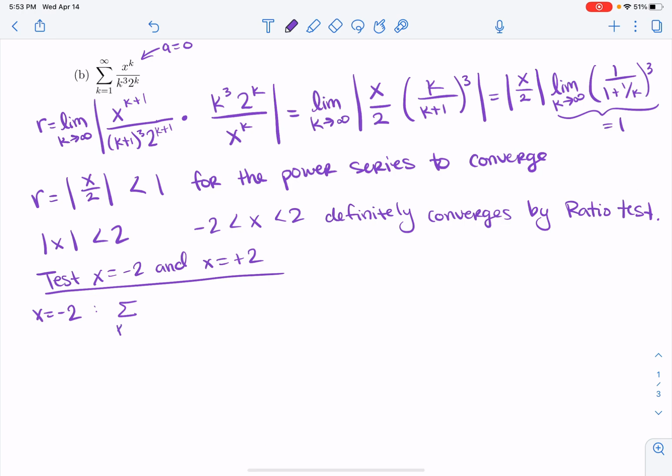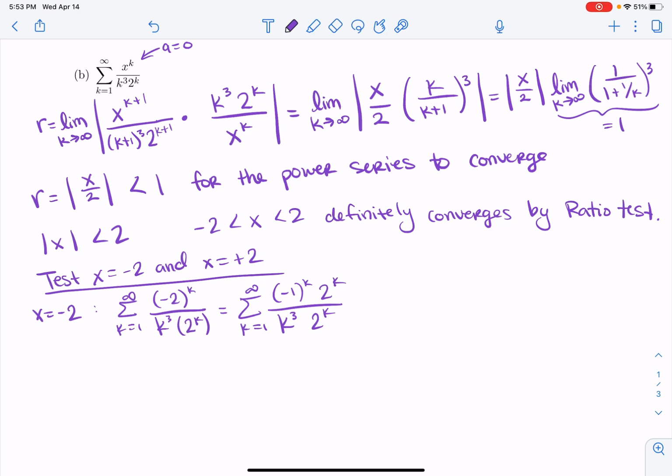That means our series goes from k equals 1 to infinity of negative 2 to the k divided by k cubed times 2 to the k. So this is the sum from k equals 1 to infinity of minus 1 to the k, 2 to the k, divided by k cubed, 2 to the k. I'm doing that so that you can see very clearly that the 2 to the k's cancel, and we're just left with the minus 1 in the numerator. So the sum from k equals 1 to infinity of minus 1 to the k times 1 over k cubed.